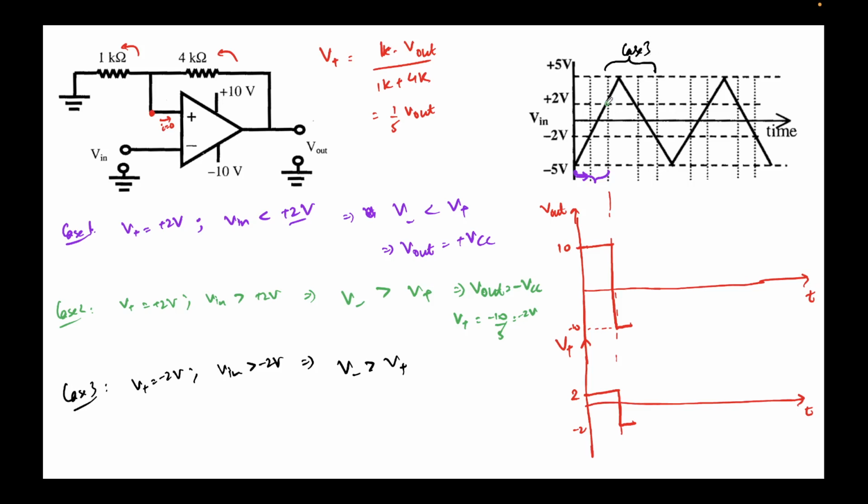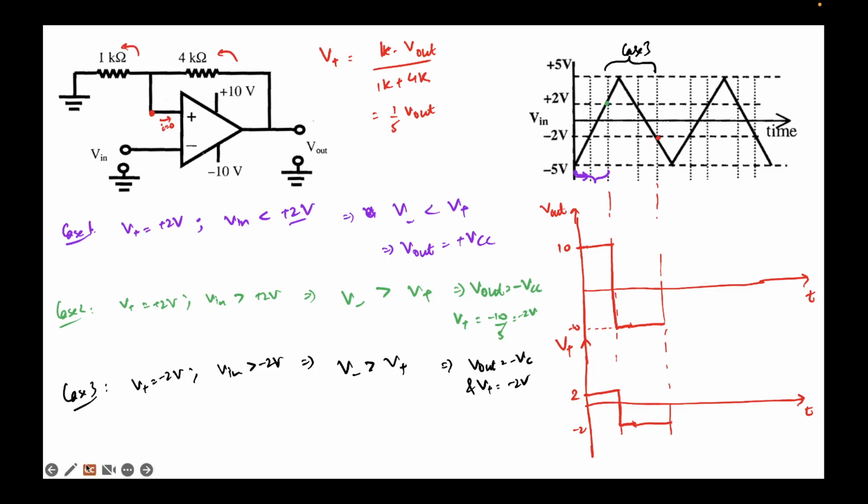So in case 3, you can see that V in will remain higher than minus 2. This implies V minus will remain greater than V plus. This implies V out will be minus VCC, and correspondingly V plus will be minus 2 volts. So over the red time scale, which ends over here, our V out will remain minus VCC. V out will continue to be this, and correspondingly V plus will also continue to be minus 2, right?